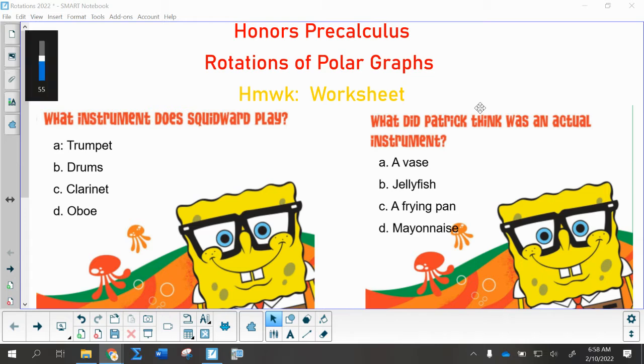So tonight's homework is actually a packet, so make sure you pick that up today. See if you know these SpongeBob trivia questions, but you'll have to have your teacher tell you the answers in class.